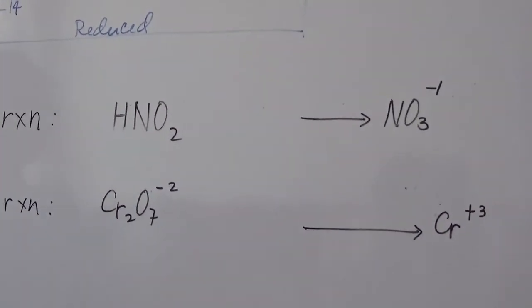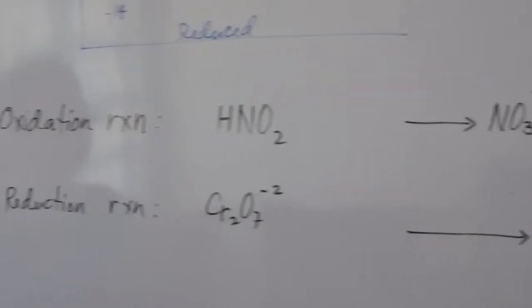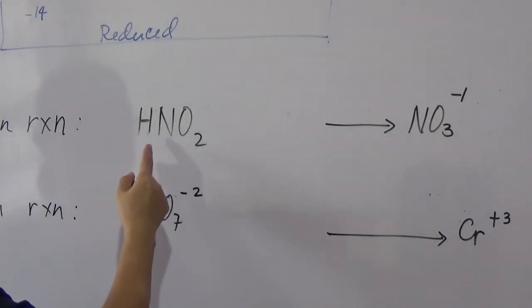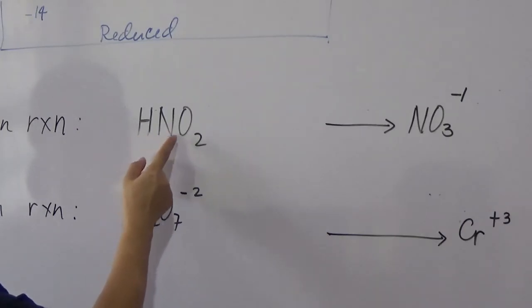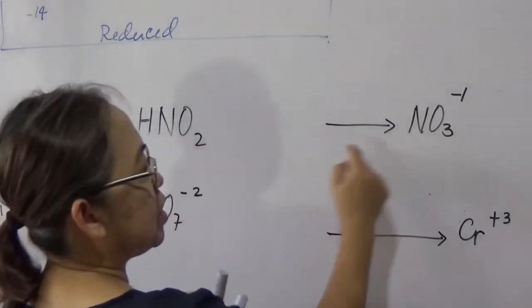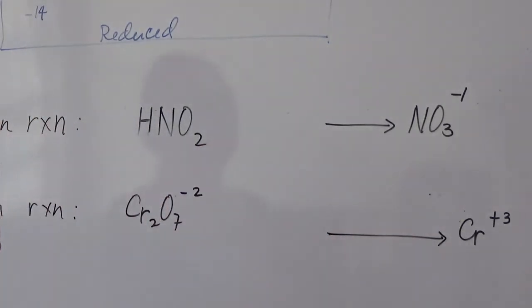Okay? Next, you balance all elements except oxygen and hydrogen. Now you have your hydrogen, nitrogen, oxygen. The other one you have nitrogen and oxygen. So which is not oxygen and hydrogen, it's only nitrogen. So you're going to balance nitrogen. You have 1 nitrogen, you have also 1, so it's already balanced. No need for you to write a coefficient beside nitrous and beside nitrate.